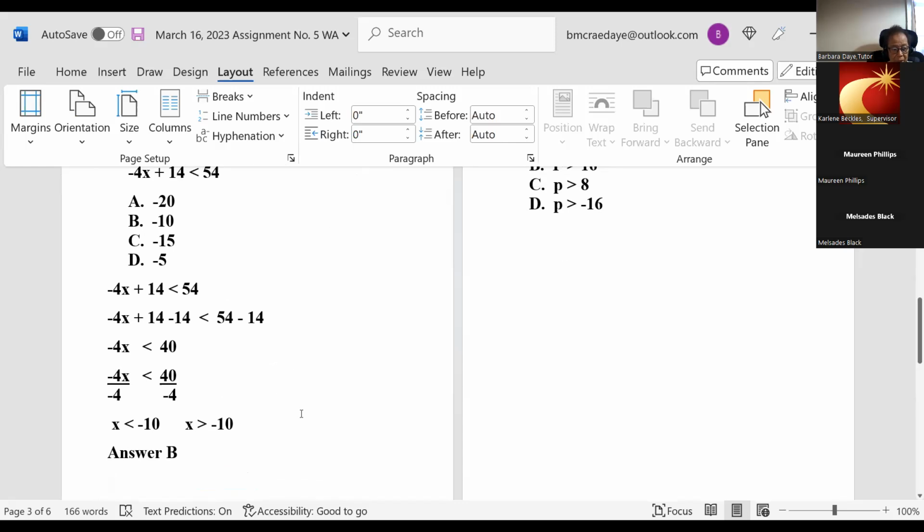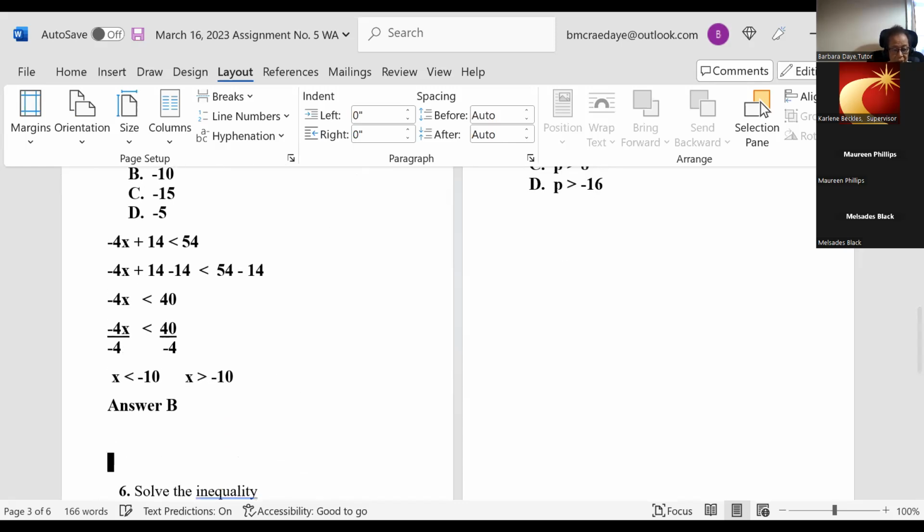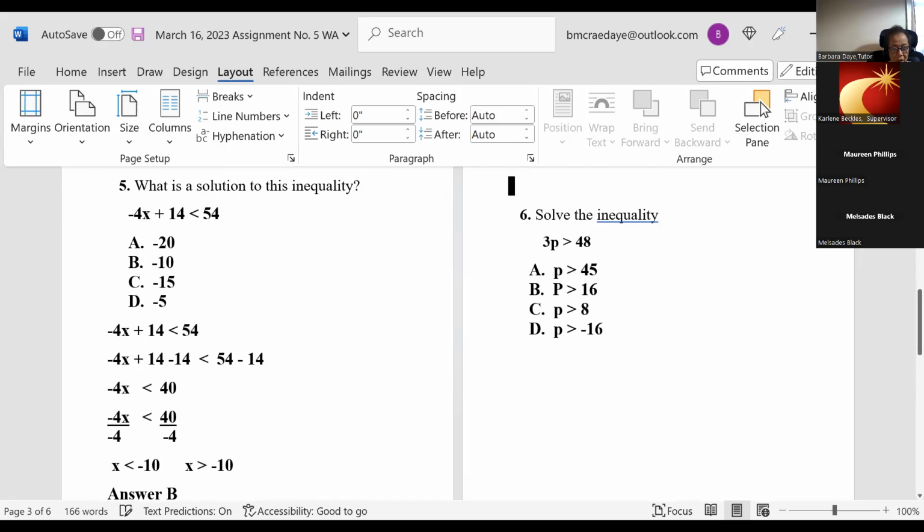Number 6. Okay, Mercedes, what's the answer for number 6? Oh boy, that's a single step.